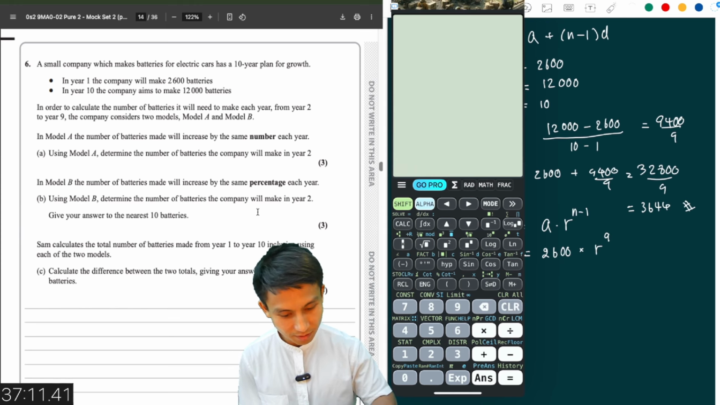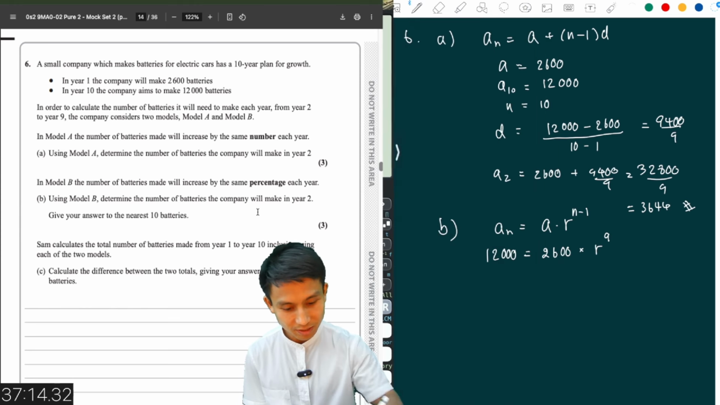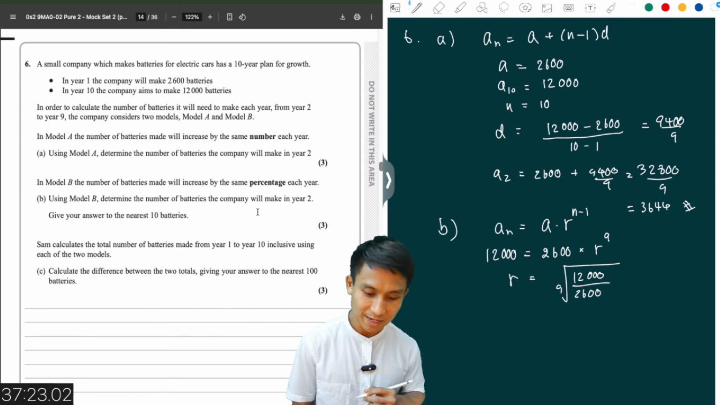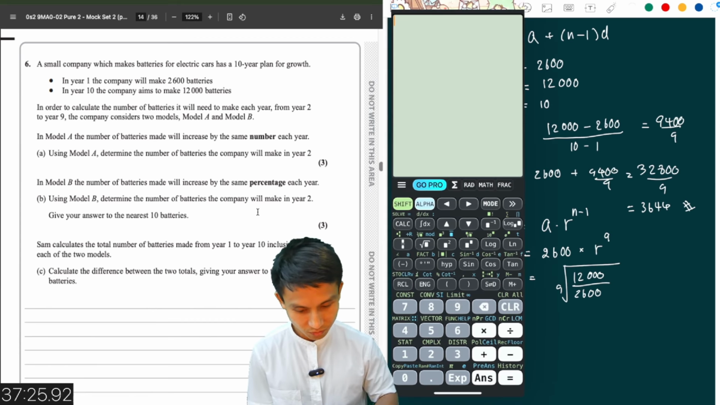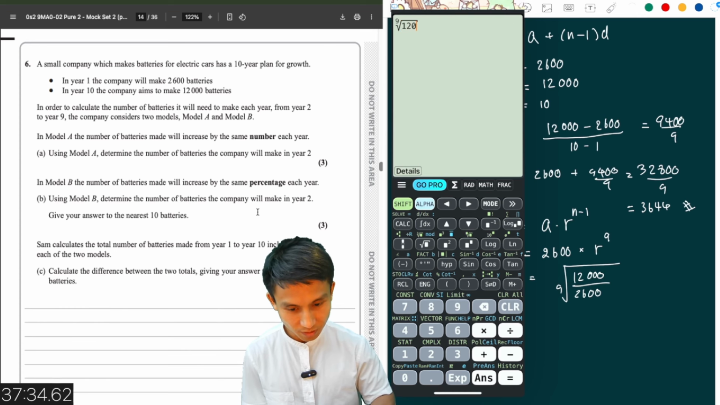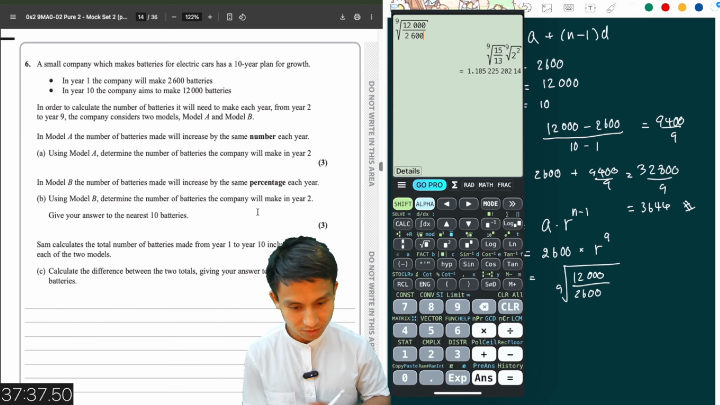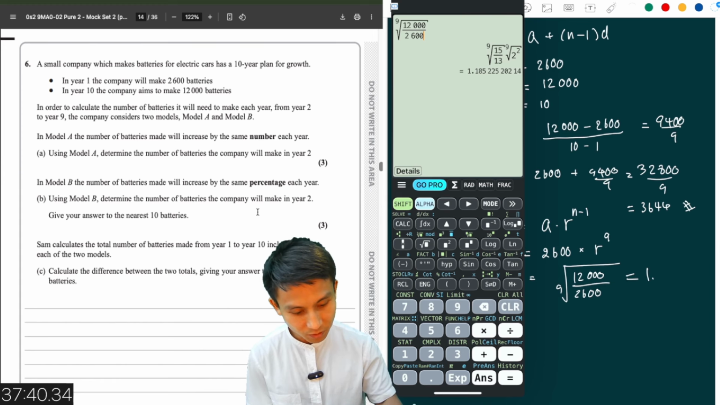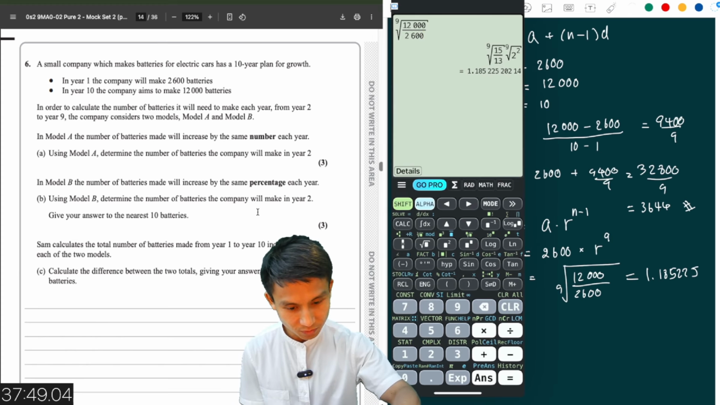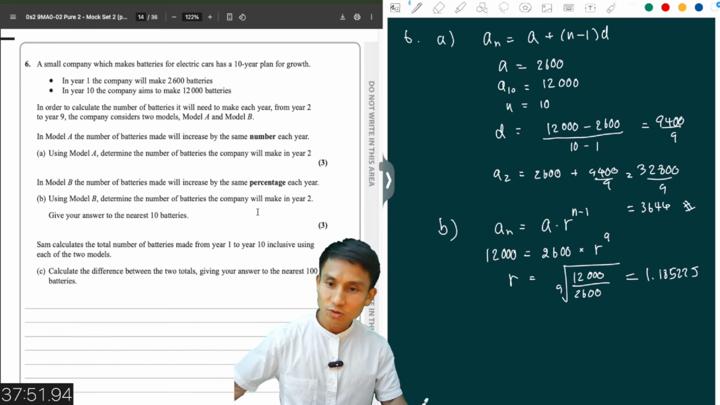If we do everything, I'm just going to write r equals the 9th root of 12,000 over 2600. So 9th root of 12,000 divided by 2600 is 1.185225. Just keep it precise first. Just checking. So that's the common ratio.